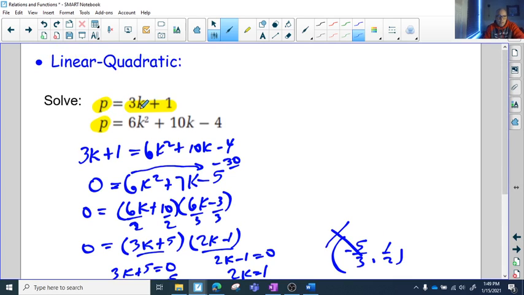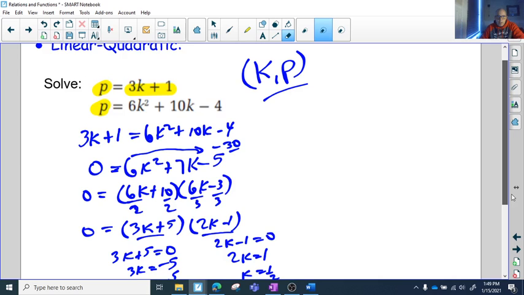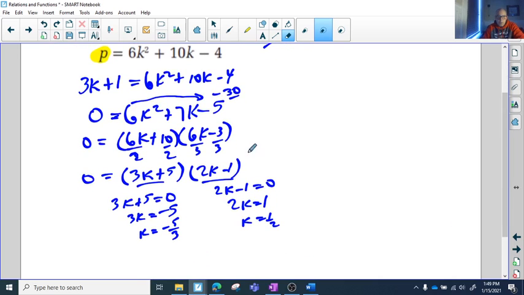And in this case, alphabetical order would be k first, and then p. So I should be getting k comma p ordered pairs. This would be a k comma k. That's not an ordered pair when they're both the same coordinate. So what we have to do is find the p value when I know these two k values. So it's going to be two substitutions. So we're going to take the first one.